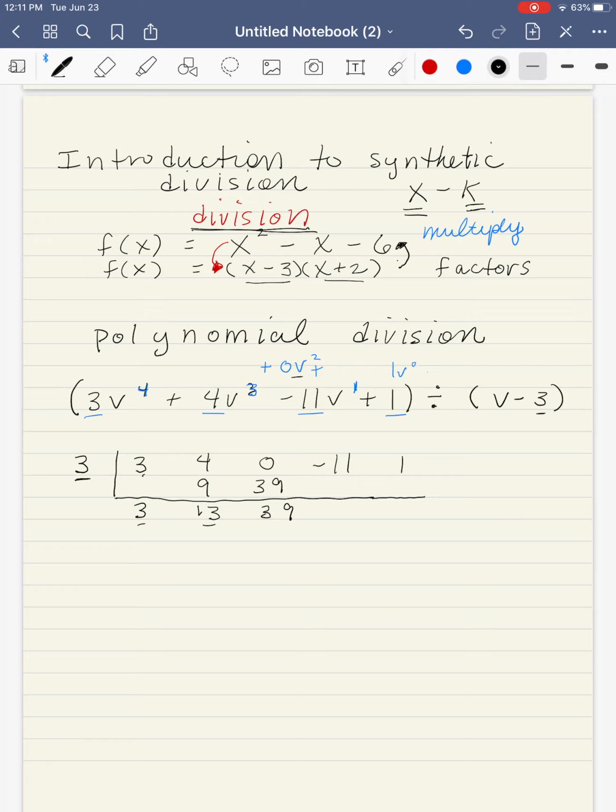I want you to pause the video, multiply 3 times 39, write it under the negative 11, add, multiply, and add. And I want you to finish out the last 2 steps here. So pause the video, do that work, and then turn the video back on.